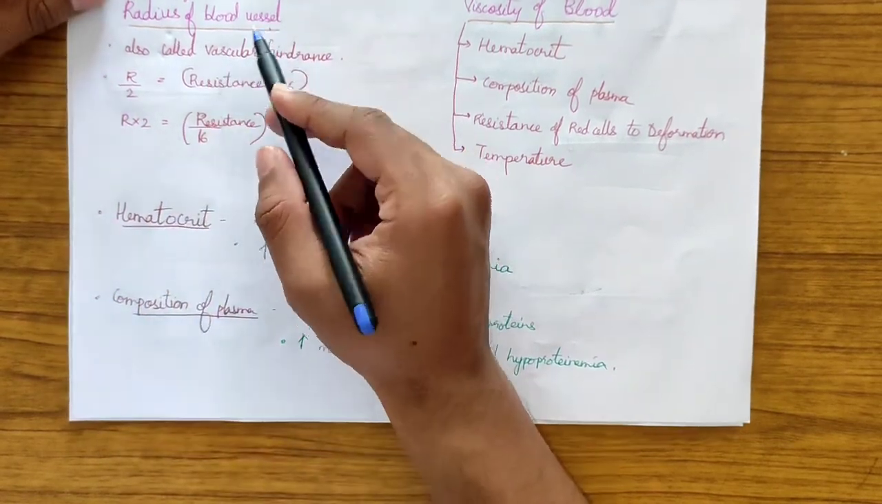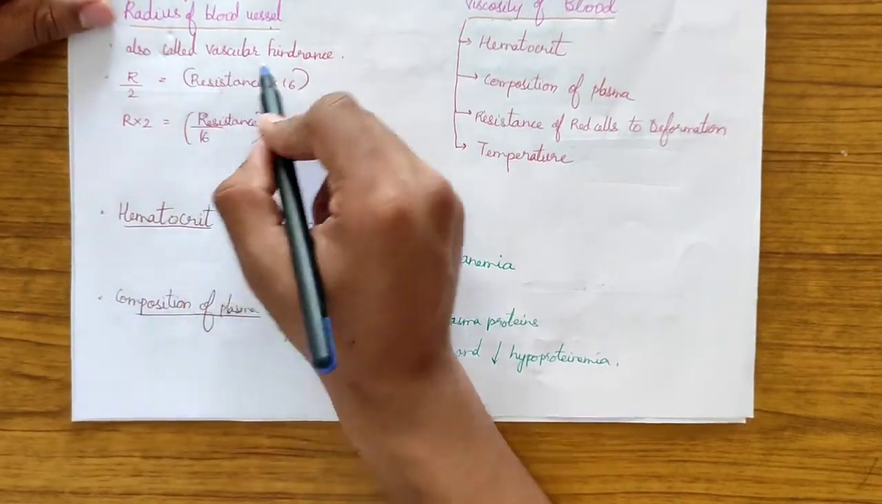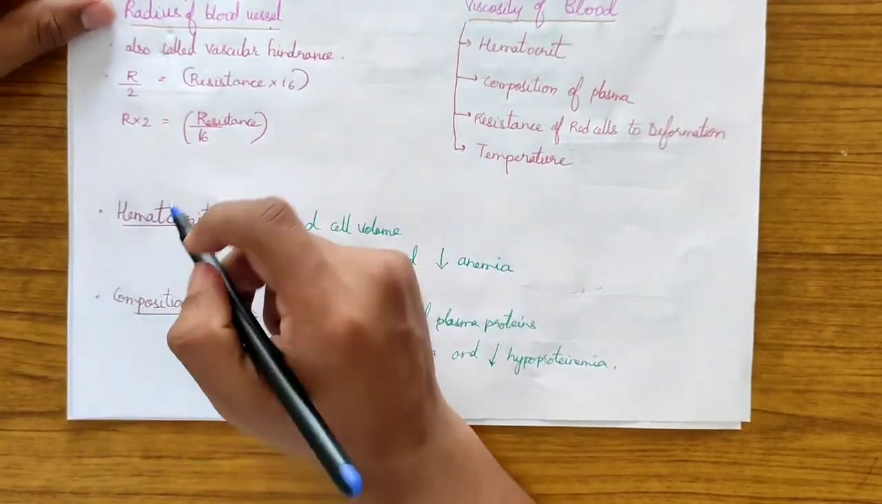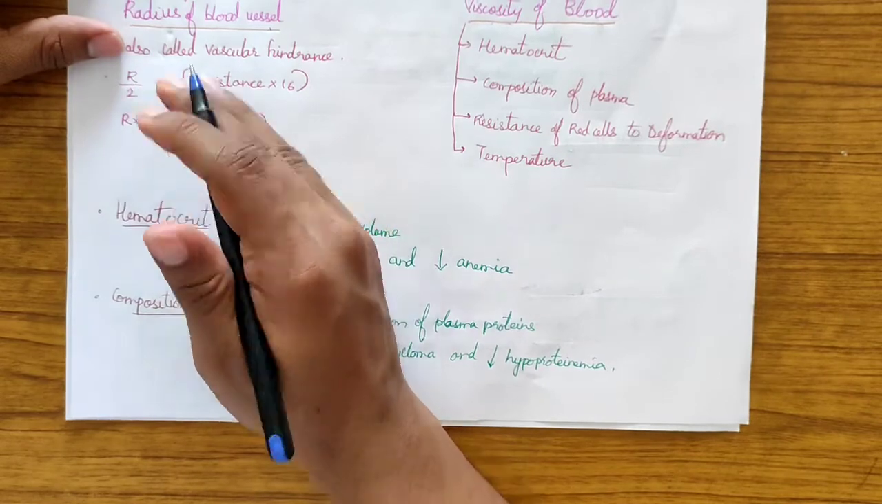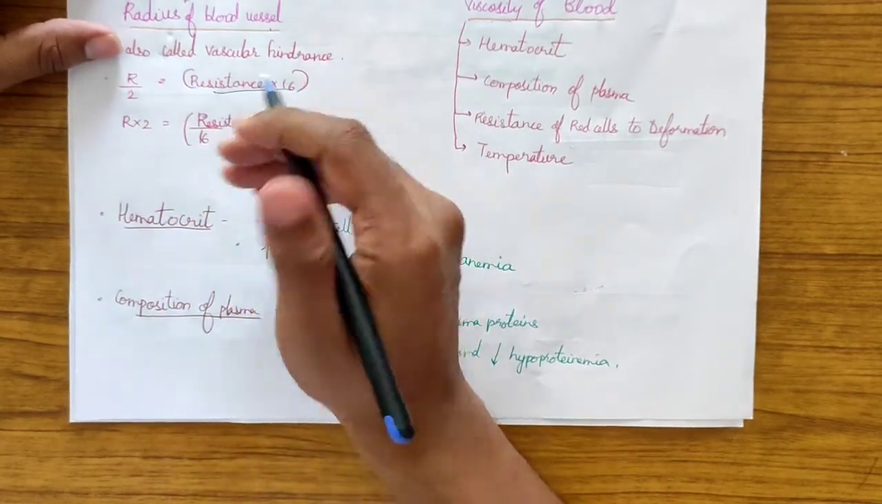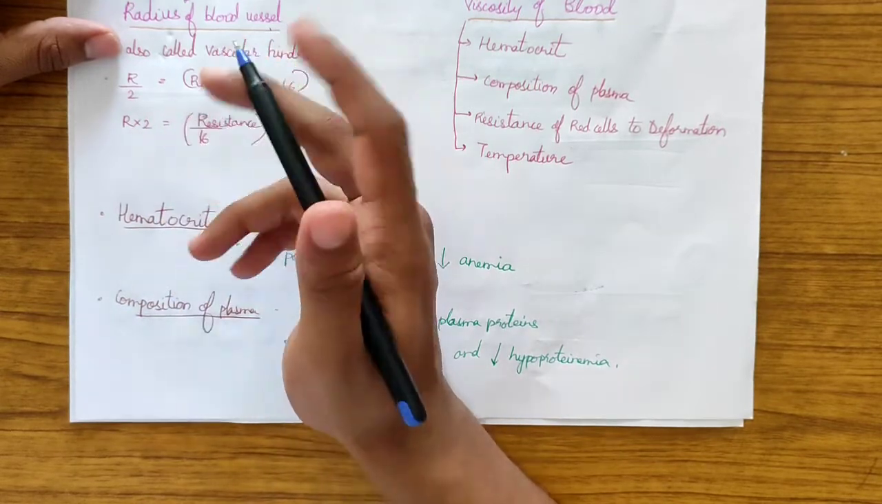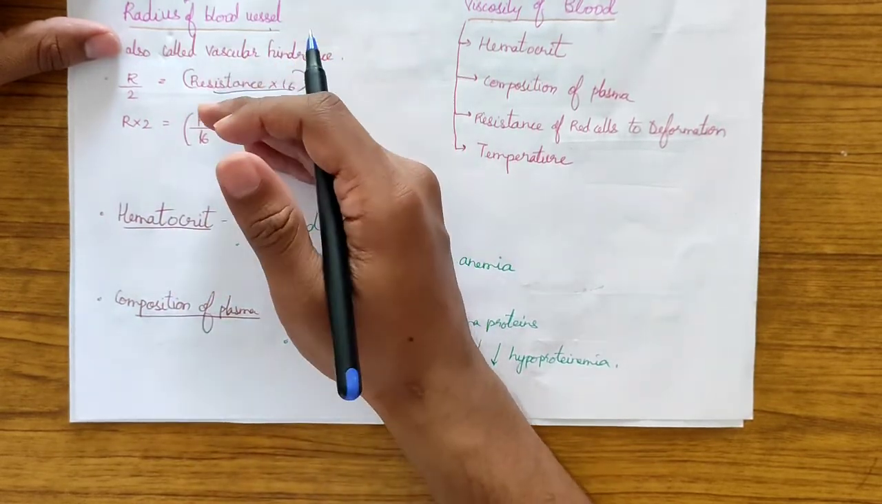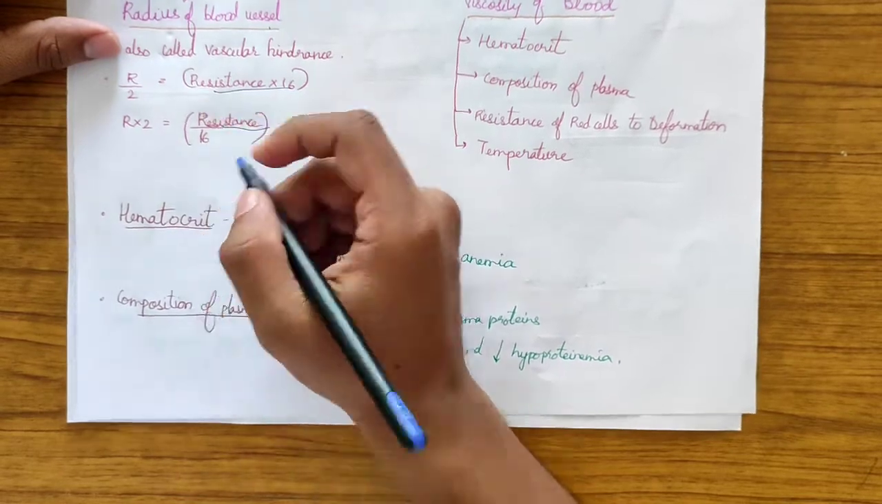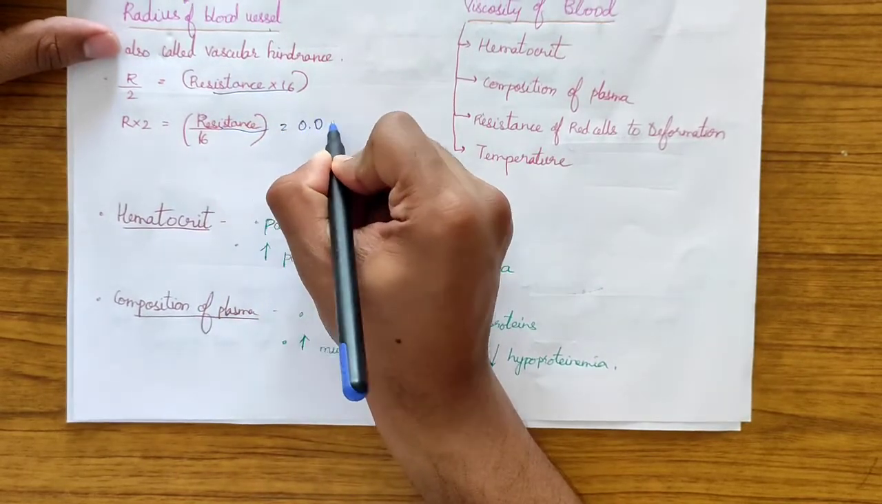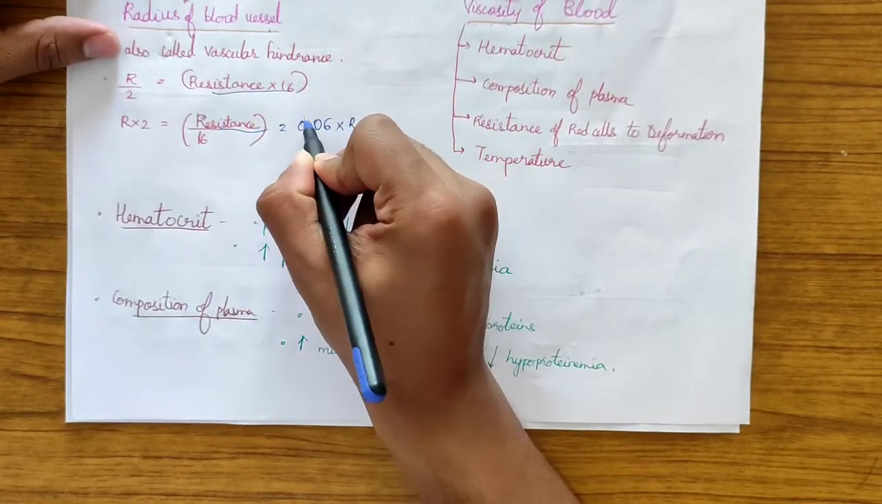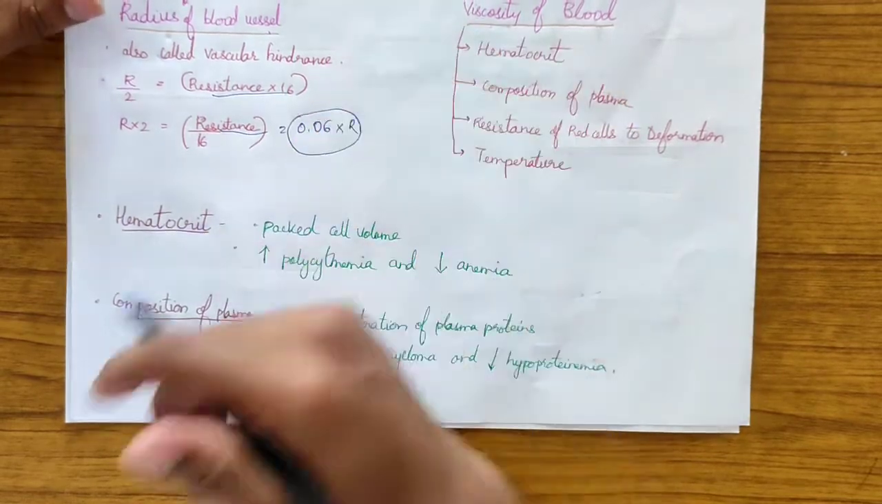So let's talk about the radius of the blood vessel. It is also called vascular hindrance. When the radius is halved, the resistance will become 16 times. And when the radius is multiplied by 2, the resistance will be divided by 16. So it will become something like 0.06 times the resistance before.